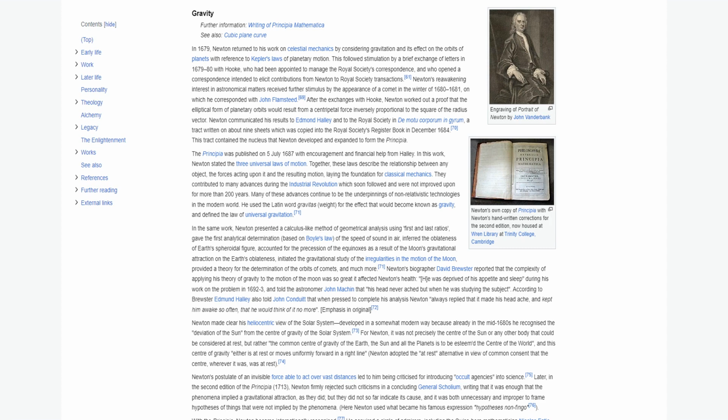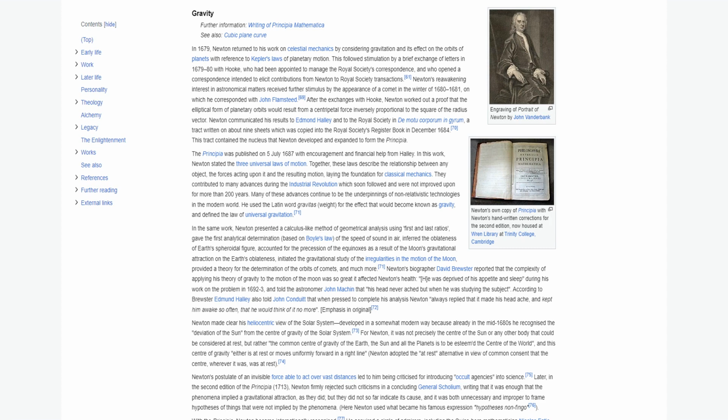Newton's biographer David Brewster reported that the complexity of applying his theory of gravity to the motion of the Moon was so great it affected Newton's health. He was deprived of his appetite and sleep during his work on the problem in 1692–3, and told the astronomer John Machin that his head never ached but when he was studying the subject.